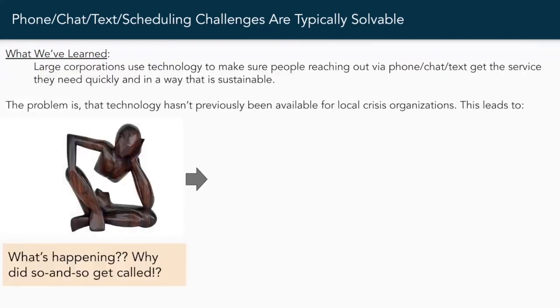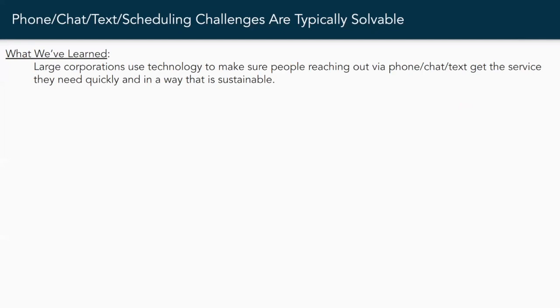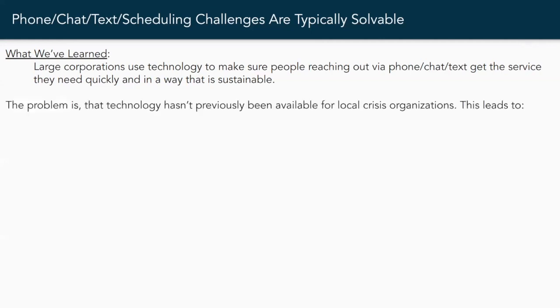Looks like we're having a little bit of a tech issue. Okay, we're here to share what we've learned. So large corporations use technology to make sure that the people that are reaching out to their organizations via phone, chat, or text get the service they need quickly and in a way that's sustainable for their organizations. The problem is that technology hasn't really been available for local crisis agencies. And it leads to the following.